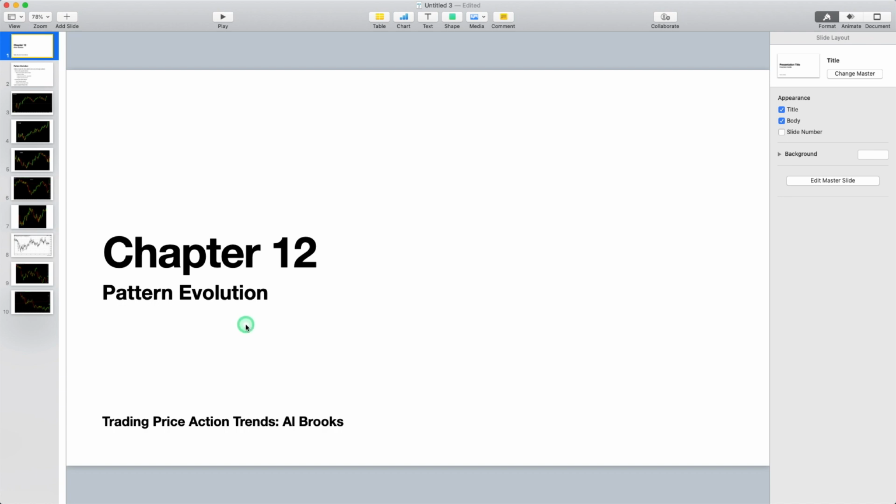Hey everyone, this is chapter 12 from Trading Price Action Trends. It's about pattern evolution. It's a very short chapter, but it's just to create the mindset of understanding what happens when patterns fail and how to track the progression of how one pattern evolves into another.